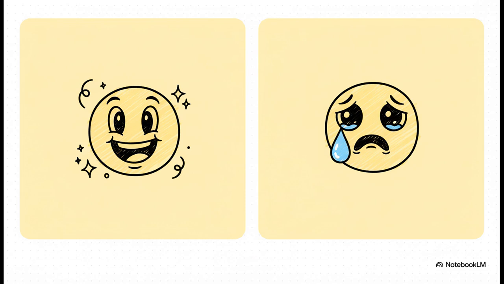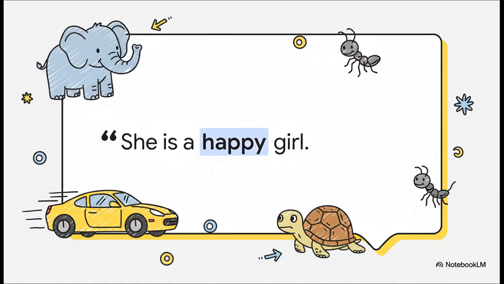Okay, next we've got happy and sad. These are huge ones, obviously, for talking about how people feel. So you could say, she is a happy girl. Or maybe, he is a sad boy. See how those two words create completely different images in your head? That's the power of opposites.